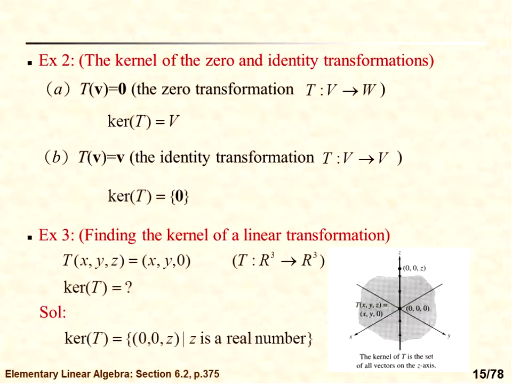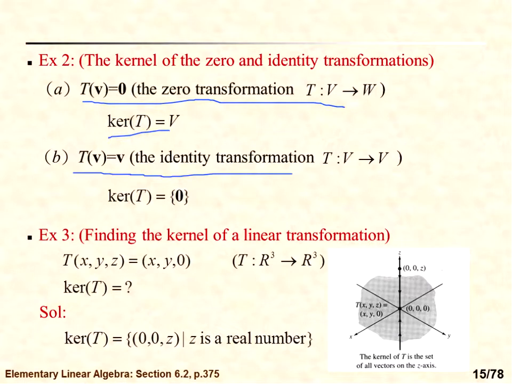So there are some questions on the kernel of T. For the zero transformation, the transformation of v is equal to 0, the kernel of T is equal to V. And for the identity transformation, where the transformation of v is equal to v, the kernel of T is equal to 0.